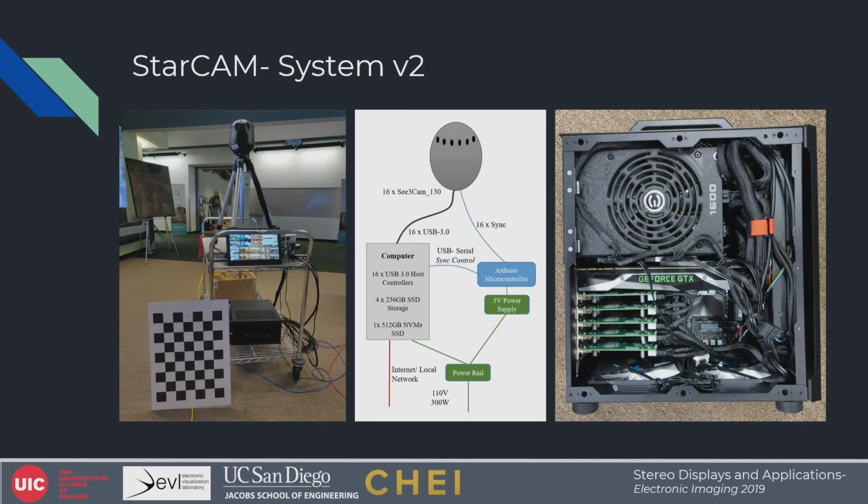We have now transitioned to a much smaller single computer system where we're able to fit a 1080 Ti and 5 USB 3 host controller cards, each with 4 USB host controllers, to make the system more portable. So you can see the StarCam with the real-time feed of the cameras and the computer that drives the whole system. On that, we're capturing and writing to an NVMe to make sure that no frames are lost along the way.